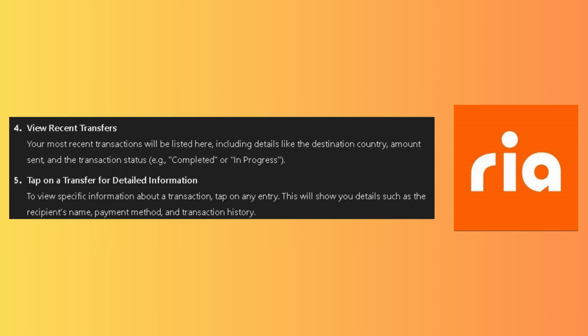View recent transactions. The most recent transaction will be listed here, including details such as destination country, amount sent, transaction status, such as completed or in progress. Tap on the transfer for detailed information. To view the specific information about your transfer, tap on any entry. This will show the details such as the recipient's name, payment method and transaction history.